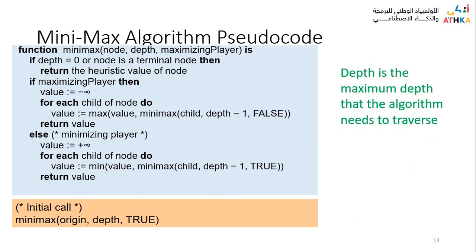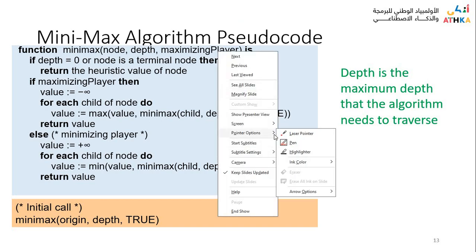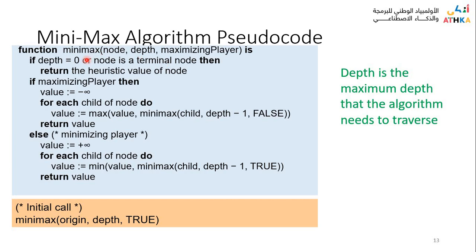So here is a very small code that the Minimax algorithm uses. This is again a pseudocode, and this is the function name. So let me over here select the pointer to be the laser pointer here. So this is the function, the Minimax. It takes the input, the number of nodes that you have, the depth that you want to search to, and the maximizing player. Who's the maximizing player?